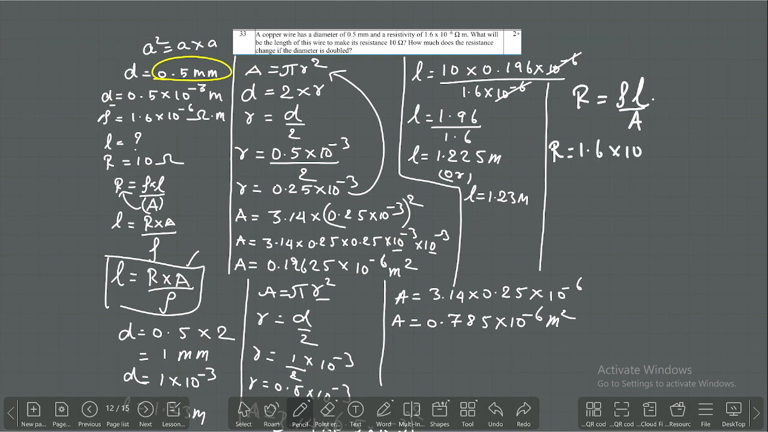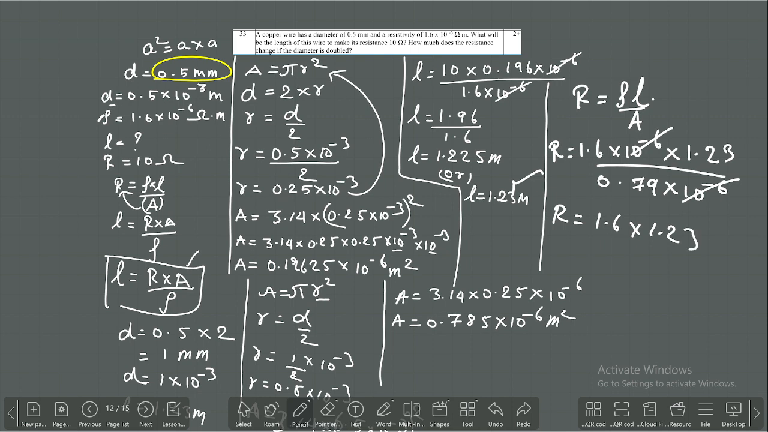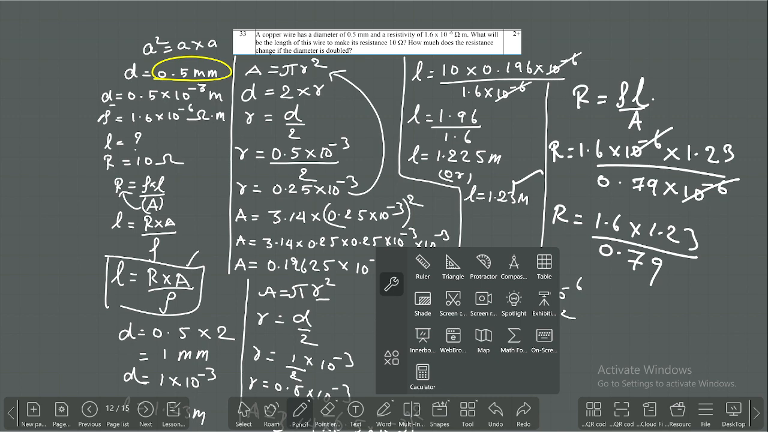1.6 into 10 to the power of minus 6. What is the length of the wire? We calculated the length of the wire to be 1.23 meter by, and what is the value of the area of cross section? 0.785 is there, so you can round off into 0.79 into 10 to the power of minus 6. Here minus 6 will get cancelled with each other. So what remains? R is equal to 1.6 into 1.23 by 0.79. So first let us simplify the numerator part.